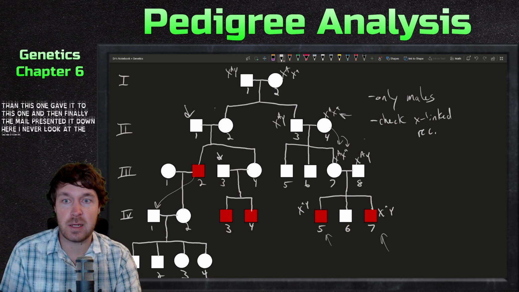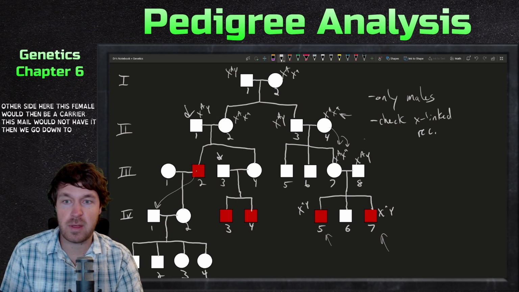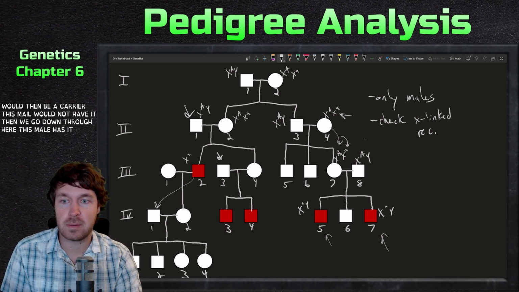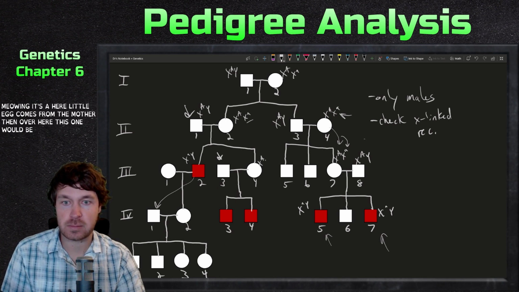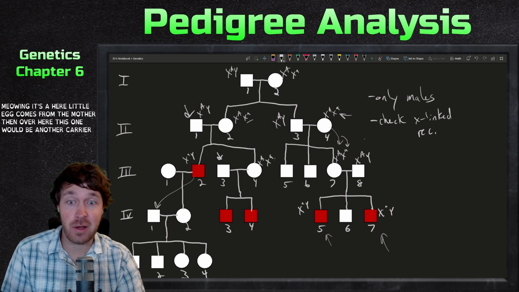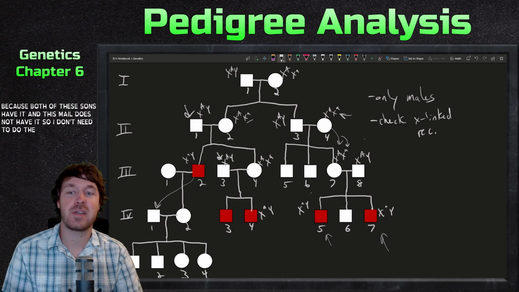And then if we look at the other side here, this female would then be a carrier. This male would not have it. Then we go down through here. This male has it. So here, little a comes from the mother. Then over here, this one would be another carrier. I know this one's a carrier because both of these sons have it, and this male does not have it. So I don't need to do the rest here.